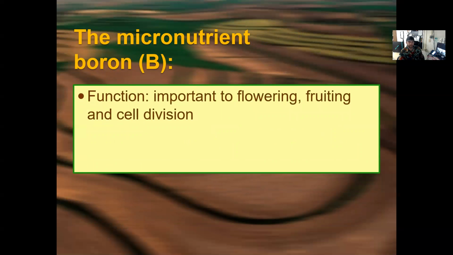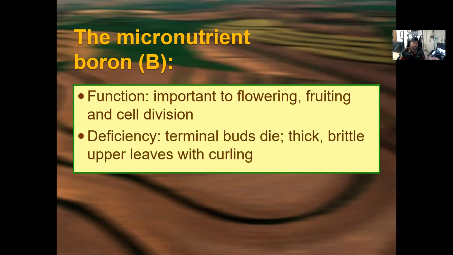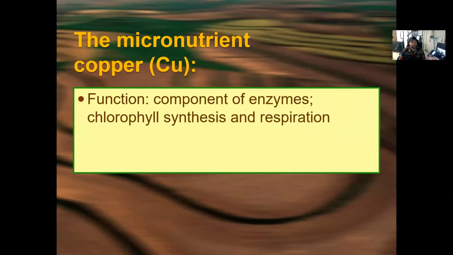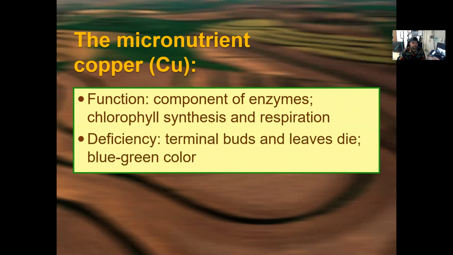Boron is important to flowering, fruiting, and cell division. And the deficiency here is terminal buds die, and thick, brittle upper leaves with curling. Copper: a component of enzymes, chlorophyll synthesis, and respiration. The deficiency here would be terminal buds and leaves die, and they start turning a bluish green color.